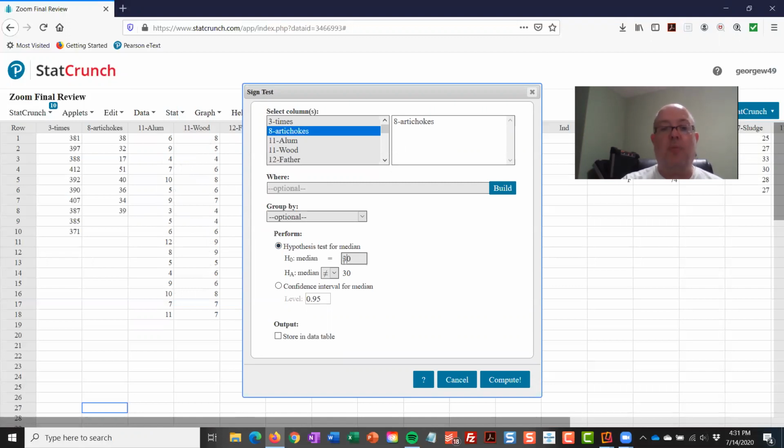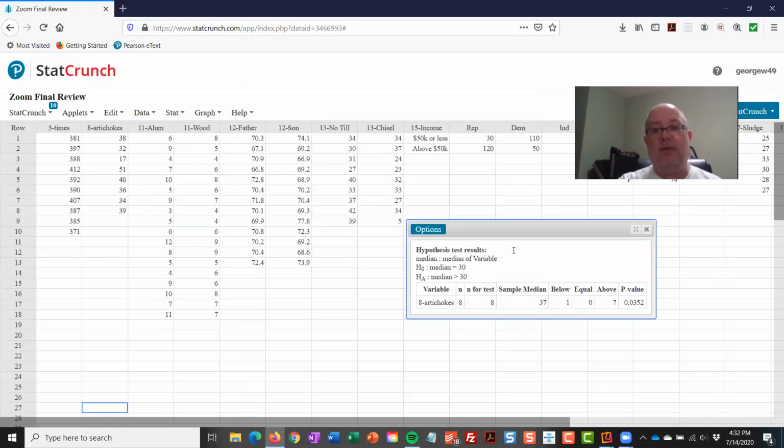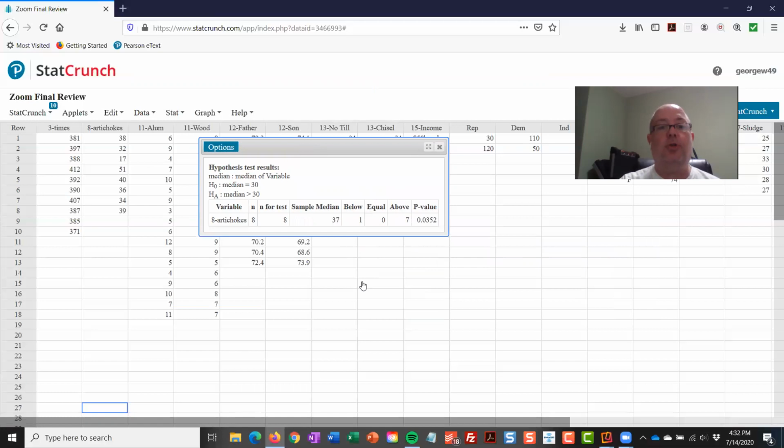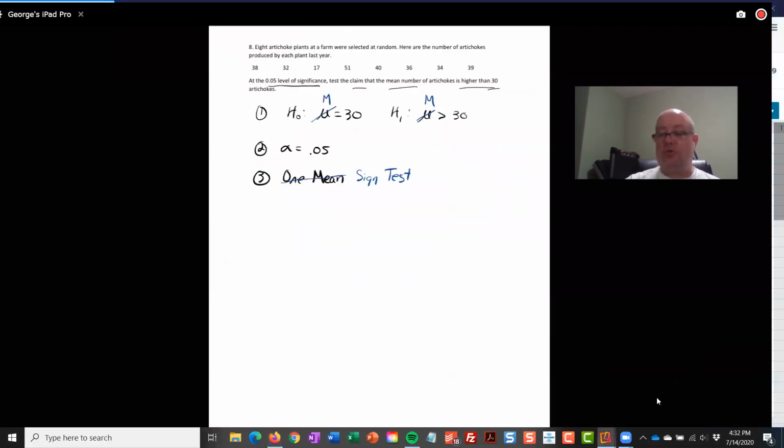Now notice what the null hypothesis says, that the median is equal to 30. For HA or H1, I switch it out to greater, just like in the last one. Press compute, and there's my p-value, 0.0352. Go back to this screen. When we perform an alternate test, all we need is the p-value, not the test statistic. So the p-value again, 0.0352. We're comparing that to 0.05.